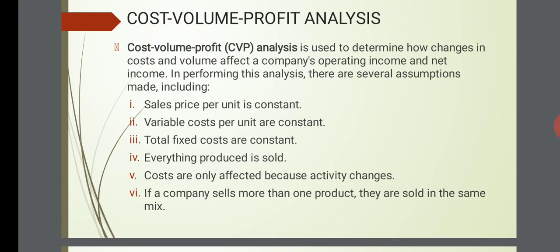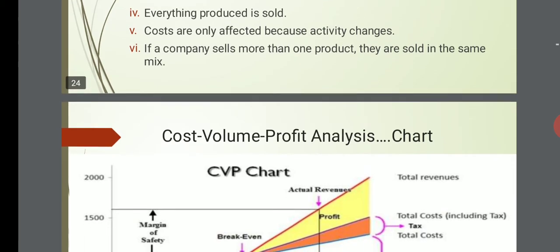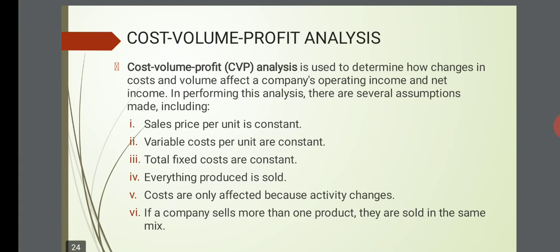If the company sells more than one product, they are sold in the same mix. Sales price per unit will be constant, variable cost per unit will be constant, and total fixed cost will be constant. Everything produced is sold, so nothing is left. Costs are only affected because activity changes. Only the operating part is taken care of, and only activity changes, only costs are changed.